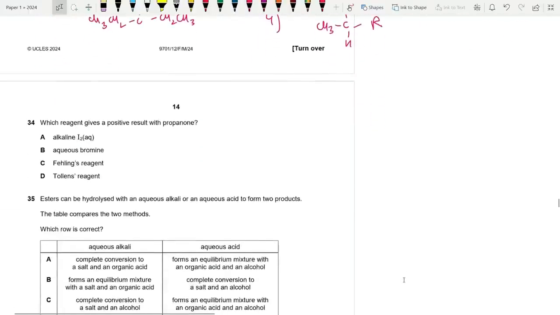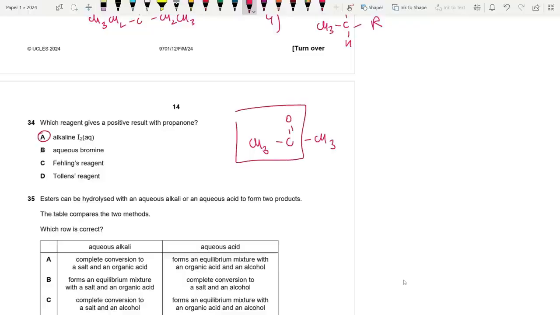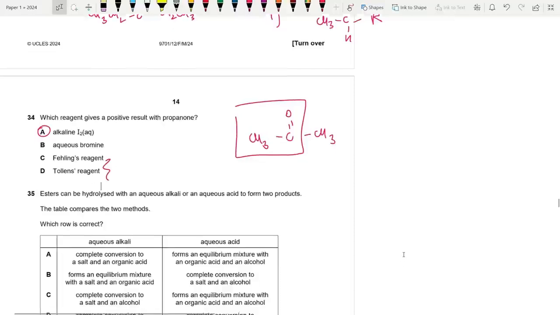Which reagent gives a positive result with propanone? CH3COCH3. Aqueous alkaline iodine. This is in fact a methyl ketone. So yes, of course, A does give a positive test. These two are for aldehydes, not ketones.